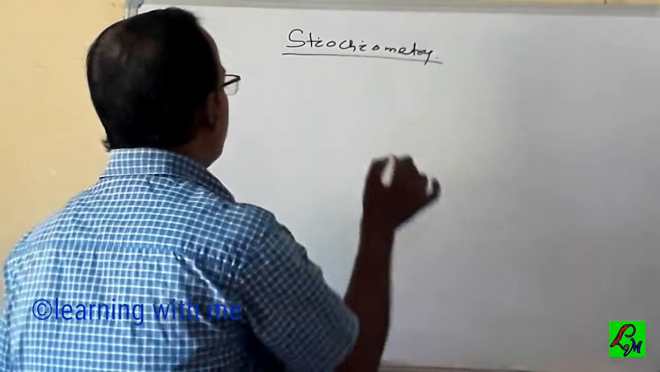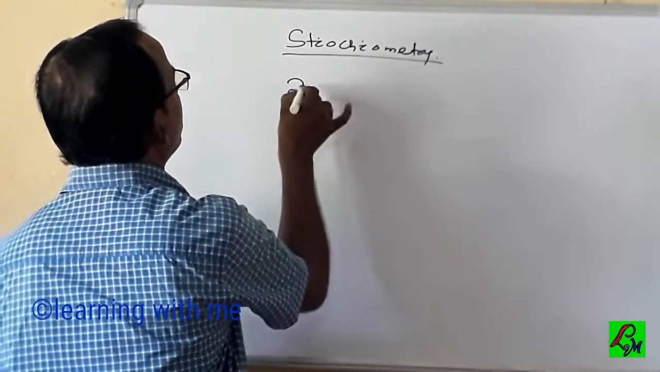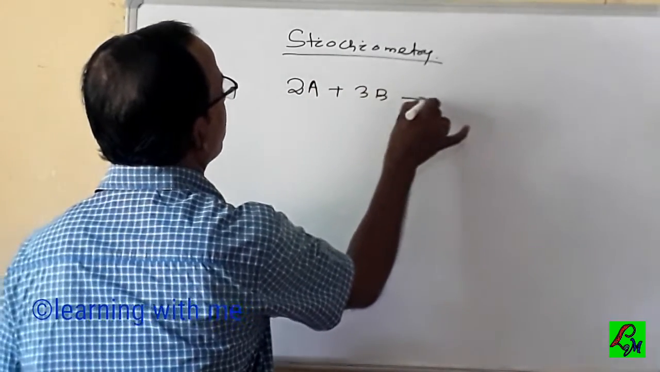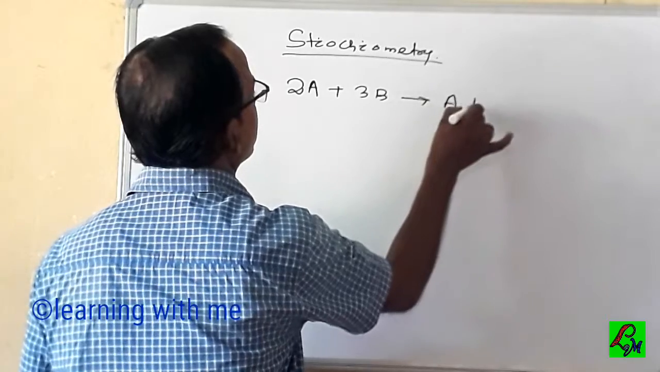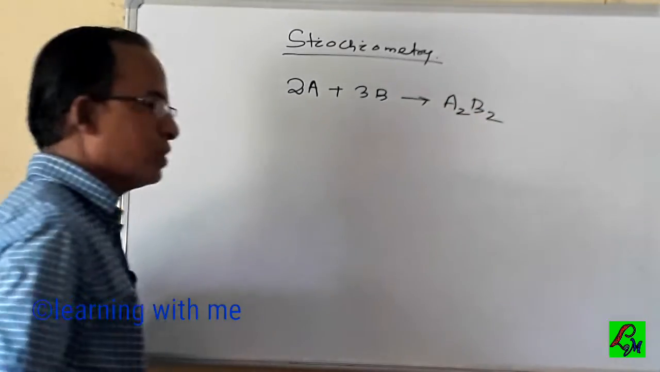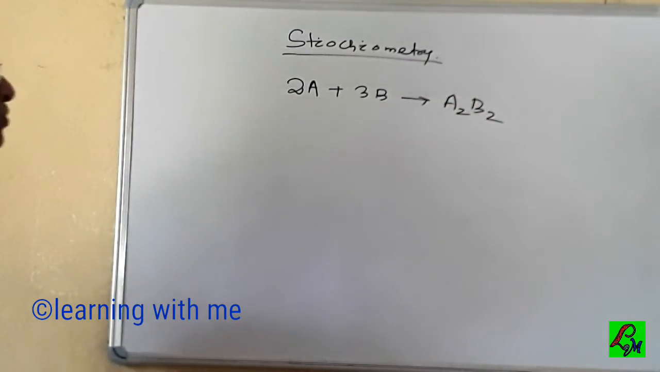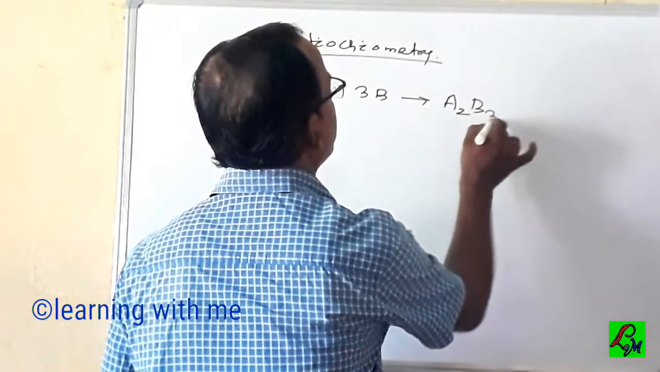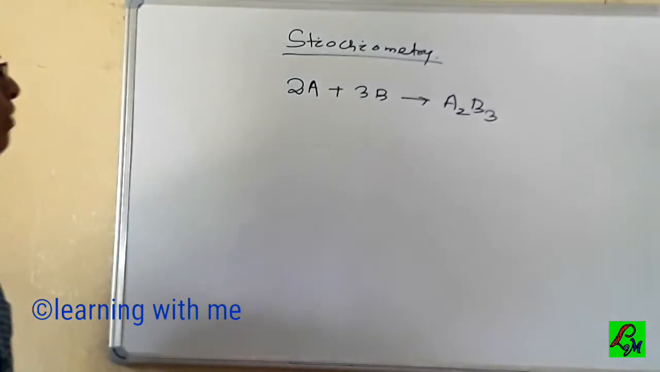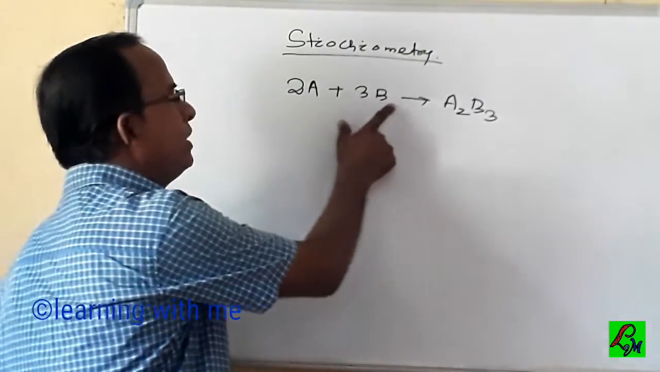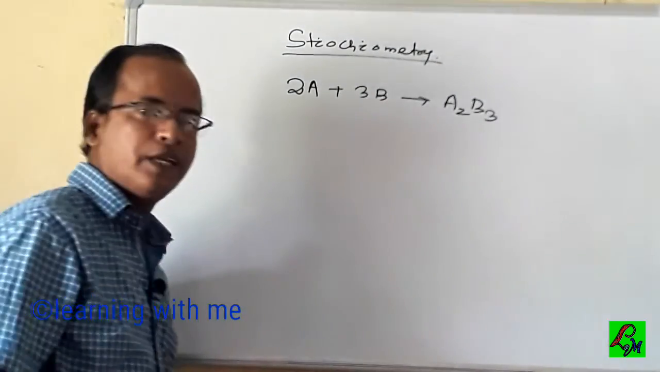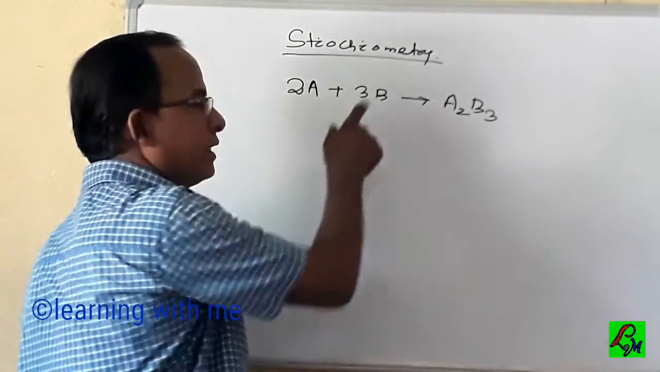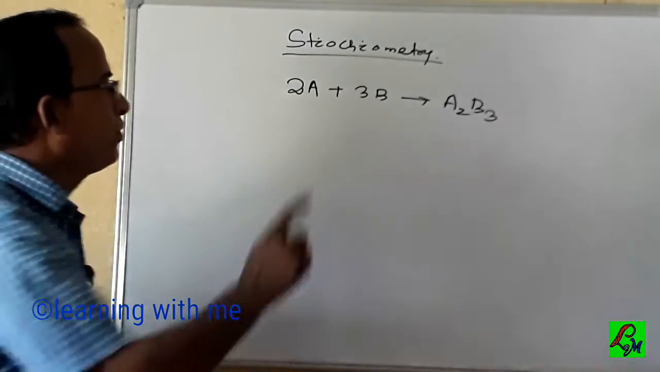Suppose, as for example, 2A reacts with 3B to produce A2B3. Suppose a reactant A reacts with B to produce A2B3. A is the reactant and B is the other reactant. So they react with each other to produce A2B3.